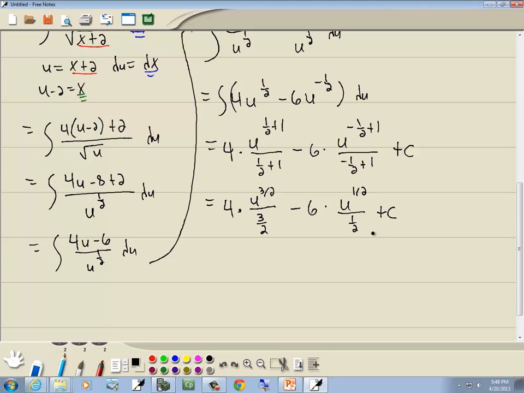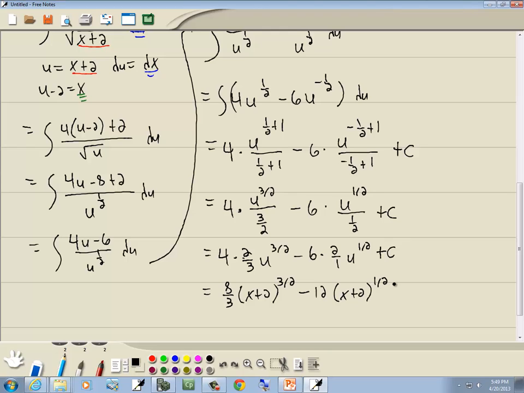Again, if you have a single fraction down in your denominator, flip it and multiply it times your top. So we've got 4 times 2 over 3, u to the 3/2, minus 6 times 2 over 1, u to the 1/2, plus c. 4 times 2 is 8, so we got 8/3, and we'll plug our u in. We said u is x plus 2 to the 3/2 power, minus 6 times 2 is 12, u, which was x plus 2, to the 1/2, plus c. And that's our answer.